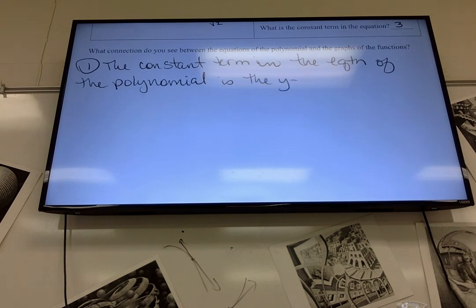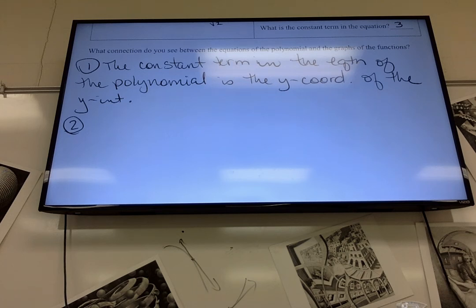is the y-coordinate of the y-intercept, which is what you said. It's a little fancier.